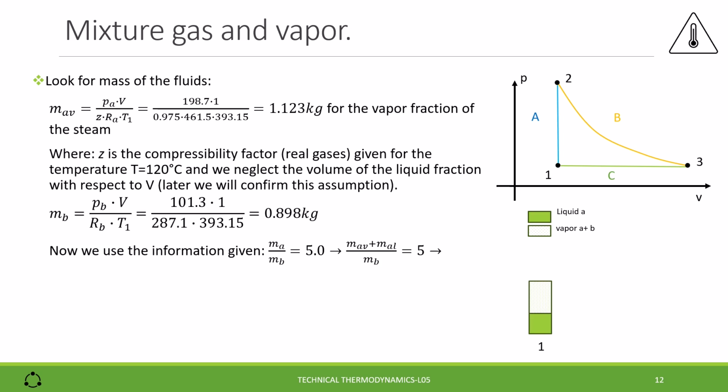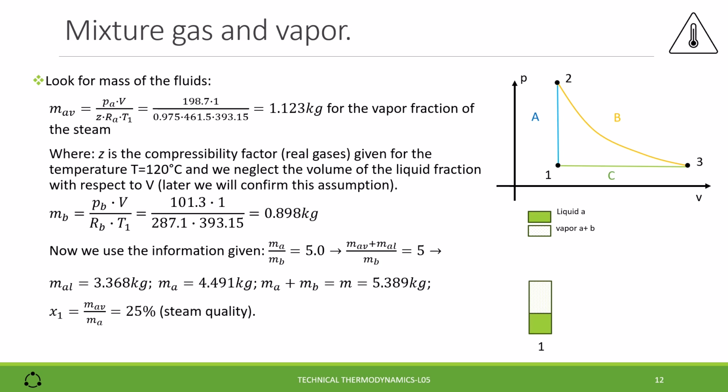Now we use the information that is given, the ratio between the masses of the two fluids. It is 5, but the mass of the steam is the sum of the vapor mass and the liquid mass, and since we know the mass of the vapor, we find the mass of the liquid, that is 3.368 kg. The total mass of the steam is therefore 4.491 kg, and the mass of the steam plus the air is 5.389 kg.